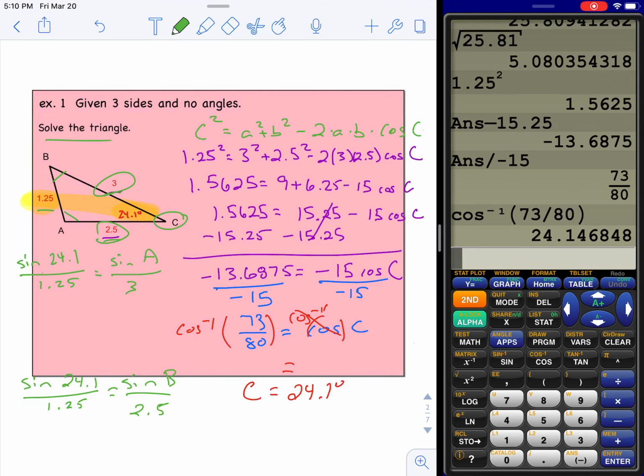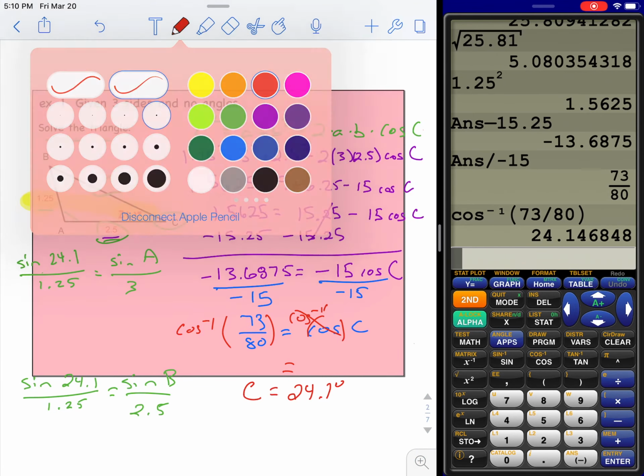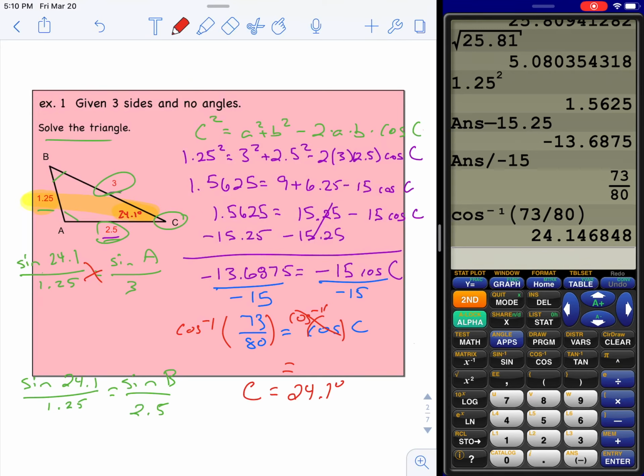All right, now I'm just going to, again, plug this into the calculator. We've done a few of these. We're going to cross multiply. So I get 3 times the sine of 24.1 equals 1.25 times the sine of A, or down here I get 2.5 times the sine of 24.1 is equal to 1.25 times the sine of B.